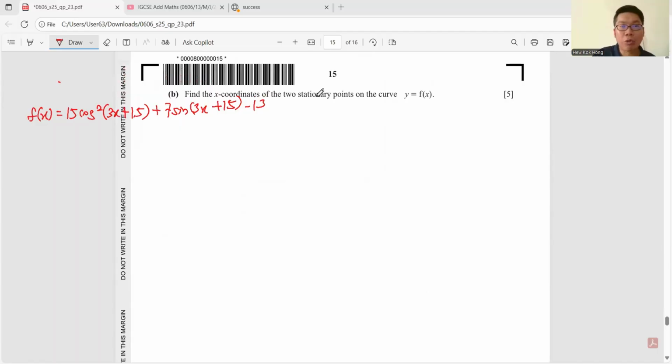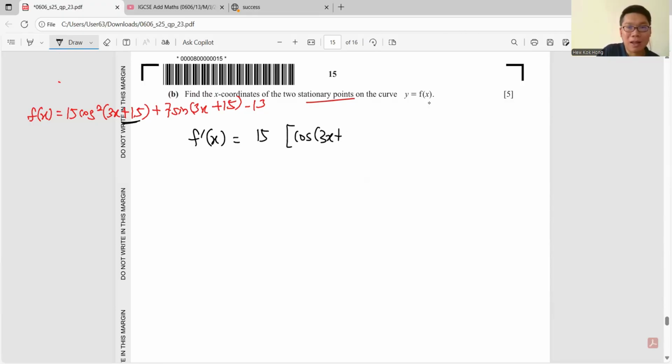Find the x-coordinate of the two stationary points of this. So stationary point means dy/dx equals 0. I need to differentiate this. 15, and then the bracket is cos 3x plus 1.5. So we copy the bracket, the power 2 we throw to the front, power minus 1, and we differentiate the bracket.